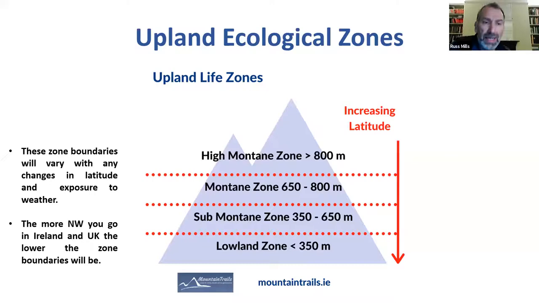So the more north and west we go in Ireland and the UK, the lower these zone boundaries will be. And indeed, in some places, maybe up in Donegal or in Scotland, there'll be no lowland zone at all. At the valley level, it would go straight into submontane conditions. And this determines what plants we're likely to find in each of these zones. So that's what we're going to do this evening. We're going to work our way through these from the valley, and make our way up the mountain and have a look at what sort of plants we might find in each of these zones.